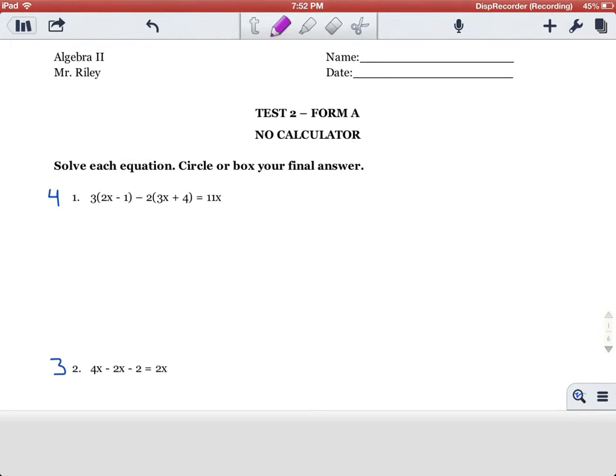As you proceed through this video of Test 2, remember that all of the blue numbers to the left of each problem represent the total number of points for that problem.